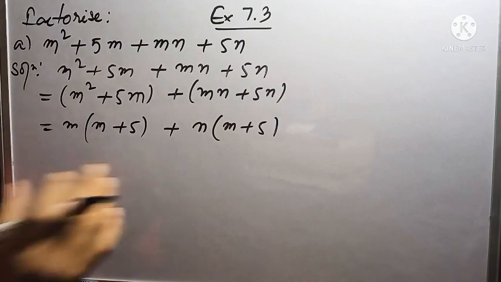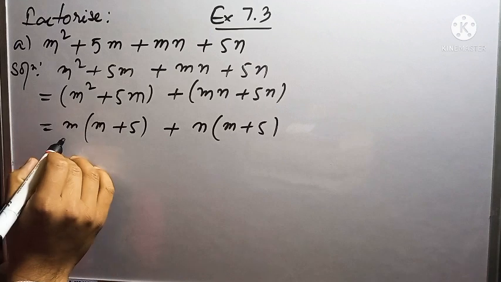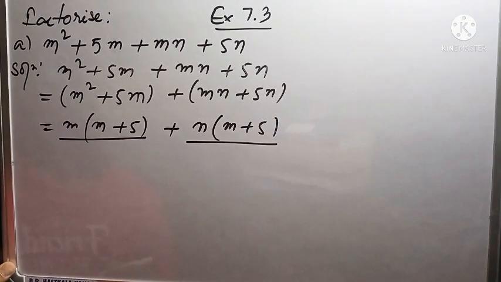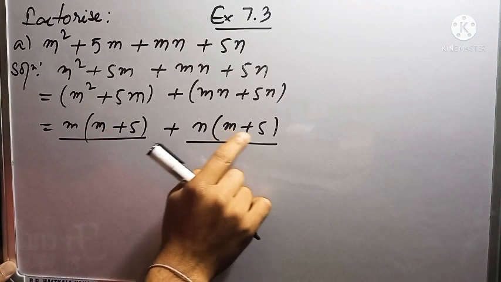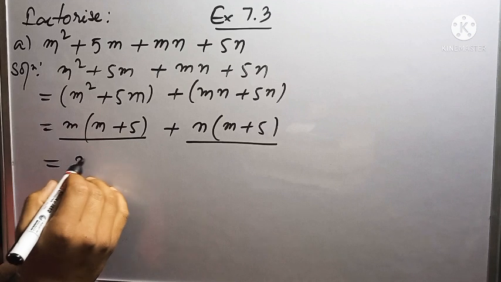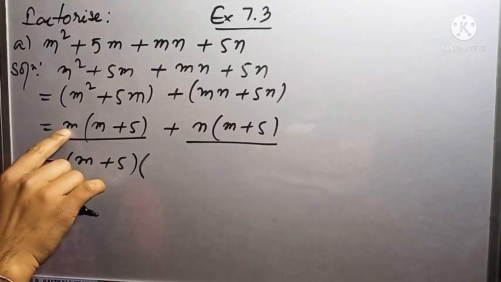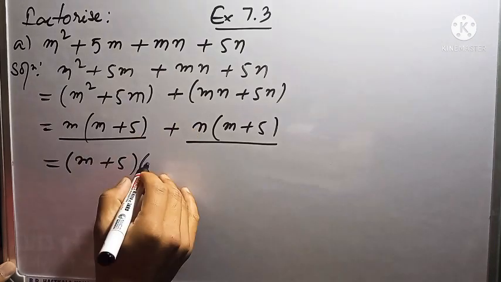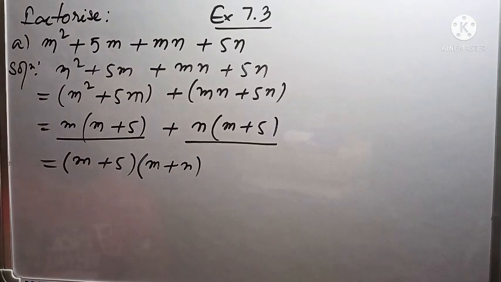So now I can see this in 2 parts broadly. Here one part and here another part. From these 2 parts, there is something common. What is that? This is m plus 5, here m plus 5. So we'll take here m plus 5 common. Then the remaining will be m plus n. So here m plus n. This process of factorization is what we call factorization by grouping.